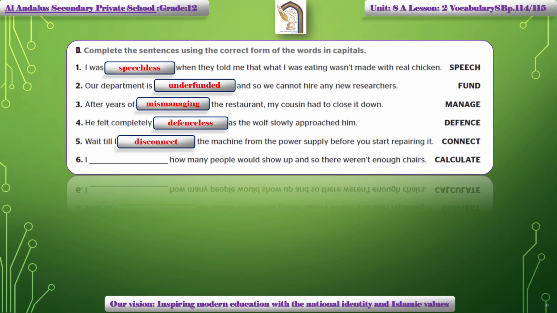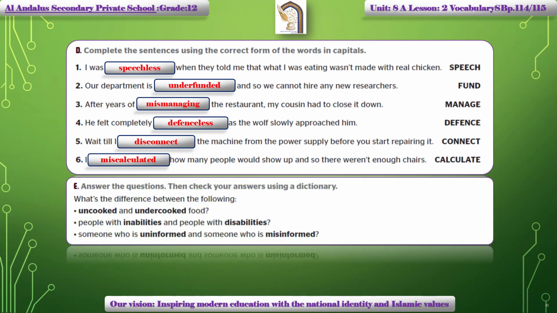Sentence number 6. I ___ how many people would show up and so there weren't enough chairs. We have got the word calculate. Do you think that the speaker has calculated the people who were coming correctly? Nice. So this is the correct answer. Wonderful. I miscalculated how many people would show up and so there weren't enough chairs. Good work, gentlemen. Now we move on to exercise E.